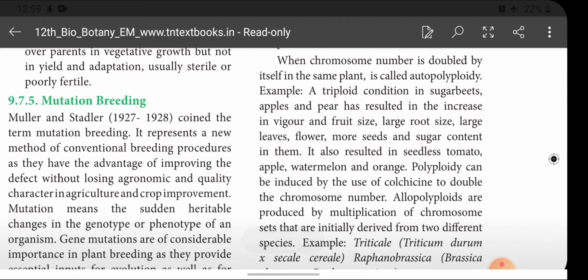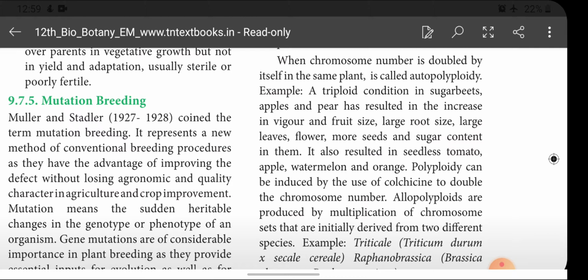When the chromosome number is doubled by itself in the same plant, it is called autopolyploid. Example: triploid condition in sugar beets, apples and pear has resulted in an increase in vigor and fruit size, large root size, large leaves, flowers, more seeds and sugar content in them. So when the chromosome number is doubled by itself in the same plant, this condition is called autopolyploid, and an example is given: triploid condition in sugarcane, apple, pear, etc.